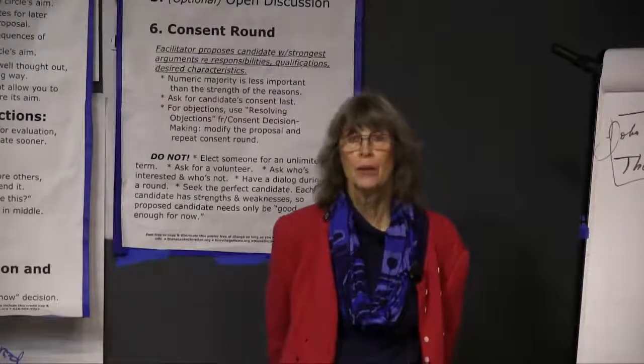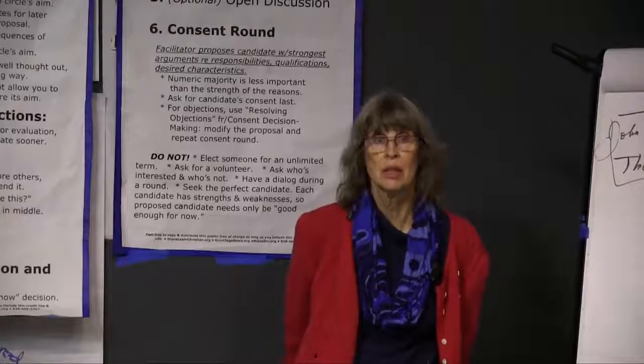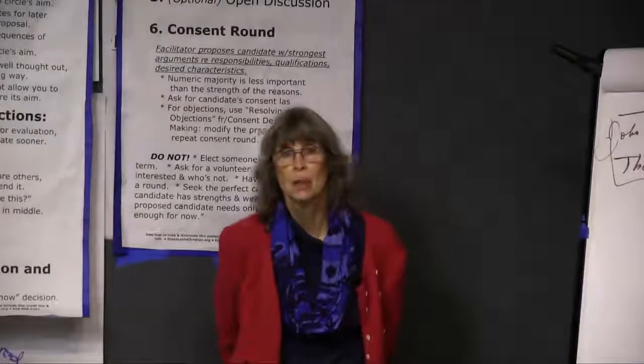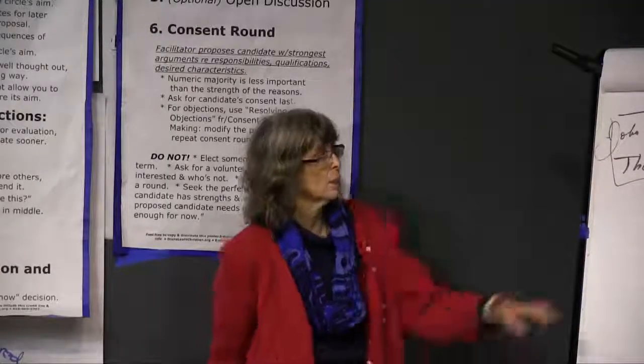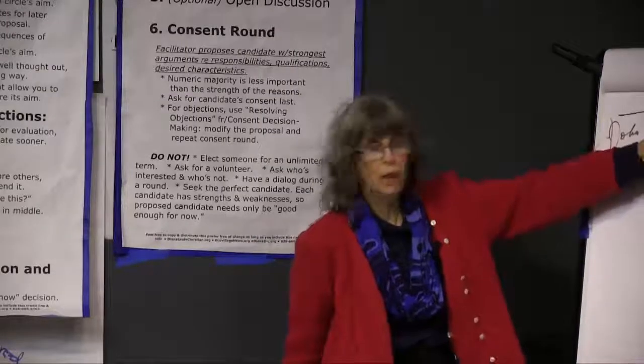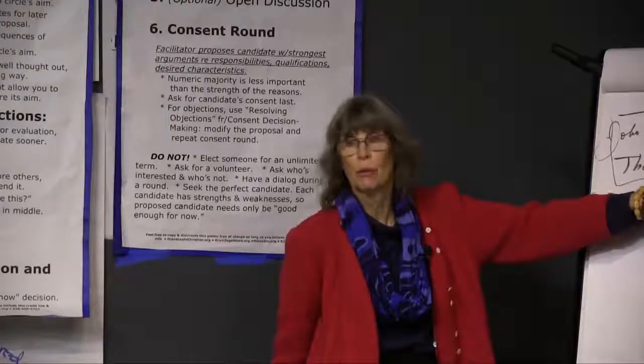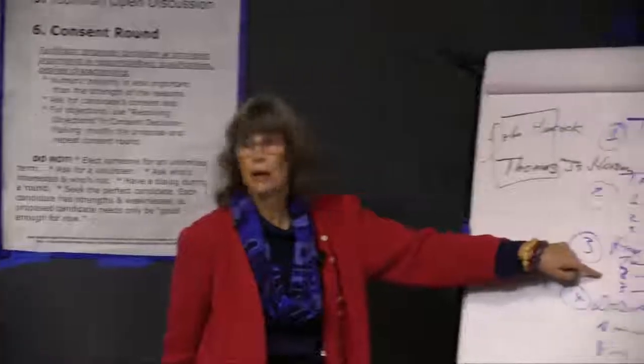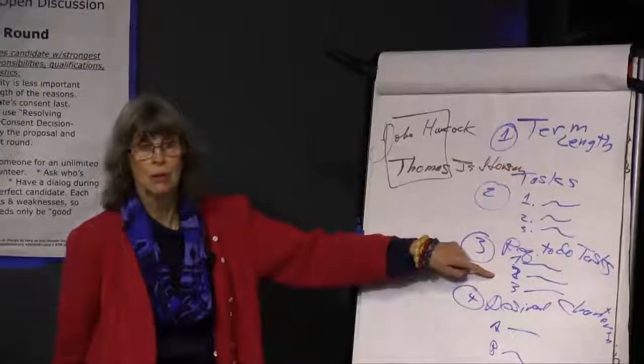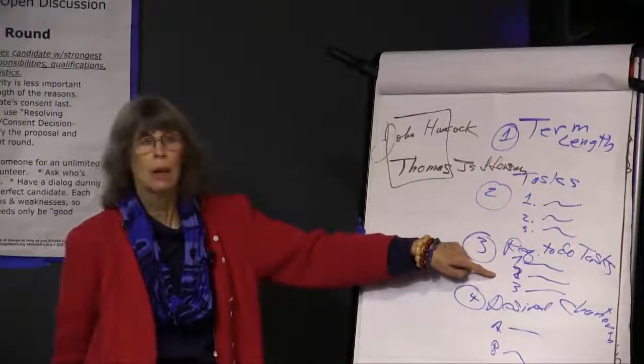No. On the other hand, it can work out that way because the only reason to object is because you can see how it violates one of these. That they can't do it because of the term length, they don't have one of the tasks, or they don't have the requirements to do it. That is a good reason to object. How do we modify the objections?